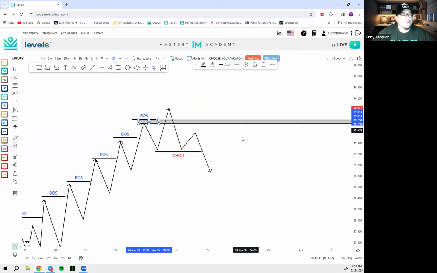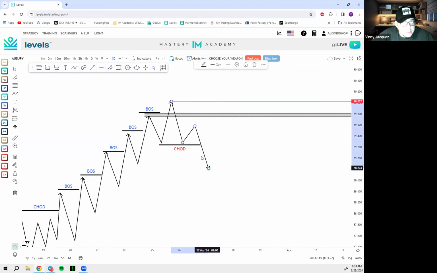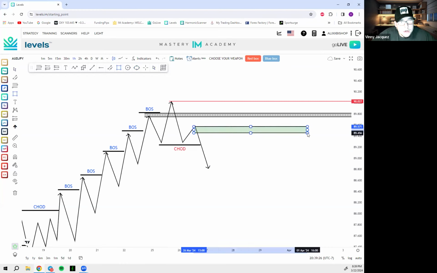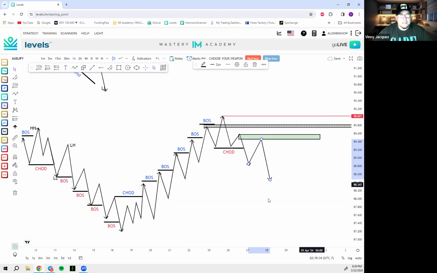Awesome. Now we got one entry marked up, our second entry. Guys, since we broke structure to the downside, we should have a breakout rally, right? Yes, which means there should be a starting point somewhere right here. And we rinse and repeat over and over and over again, fam. Guys, does this make sense?